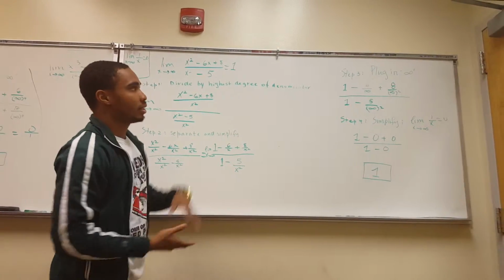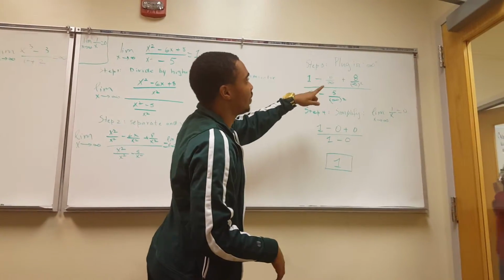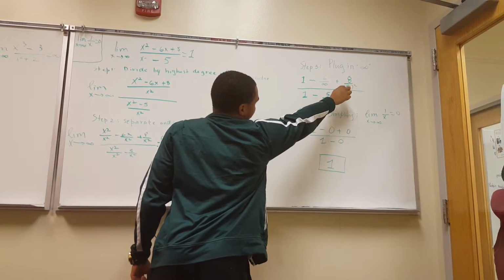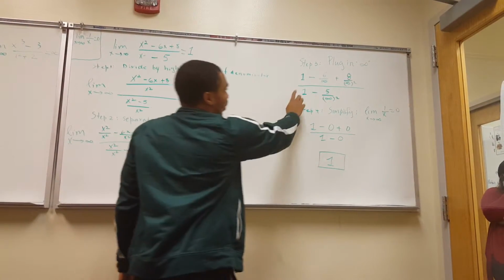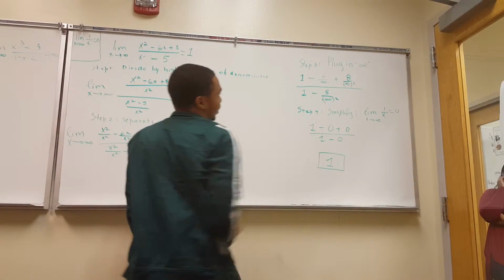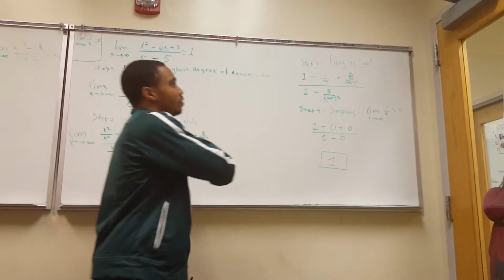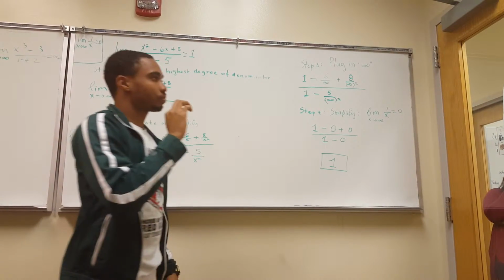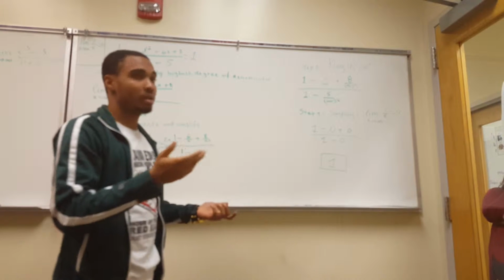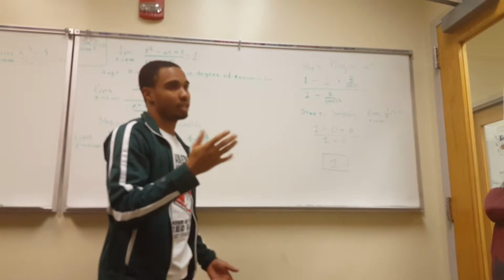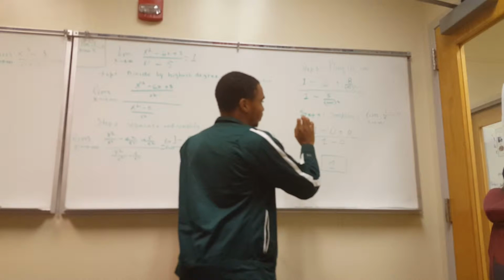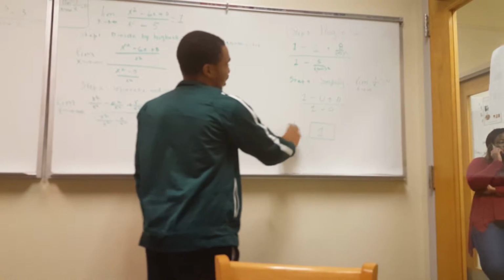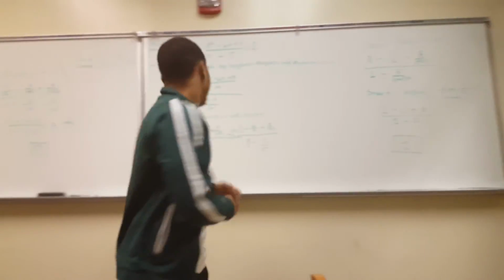Now, the next step will be to plug in infinity. So it'll be 1 minus 6 over infinity plus 8 over infinity squared, which is still infinity, over 1 minus 5 over infinity squared, which is infinity. Step 4 will be to simplify, but remember, when you're dividing by infinity, any number divided by infinity will equal 0, different than infinity, of course. So it'll be 1 minus 0 plus 0 over 1 minus 0. That will be 1.